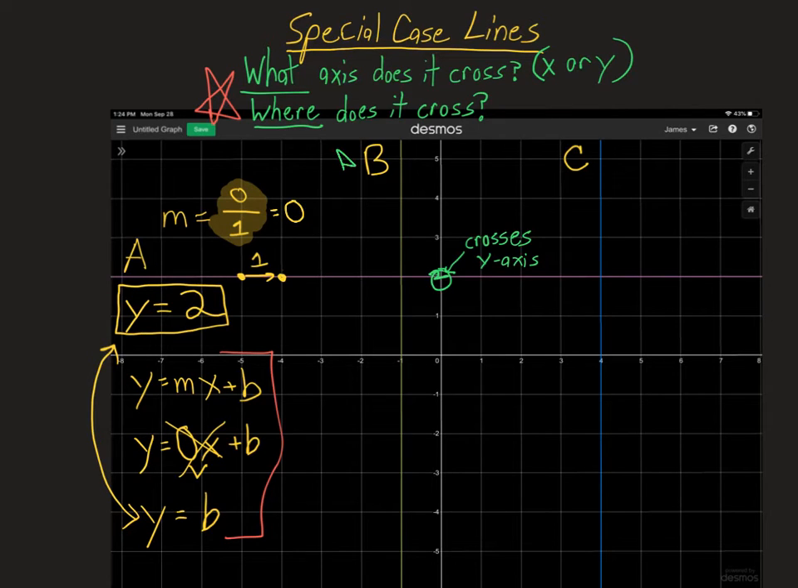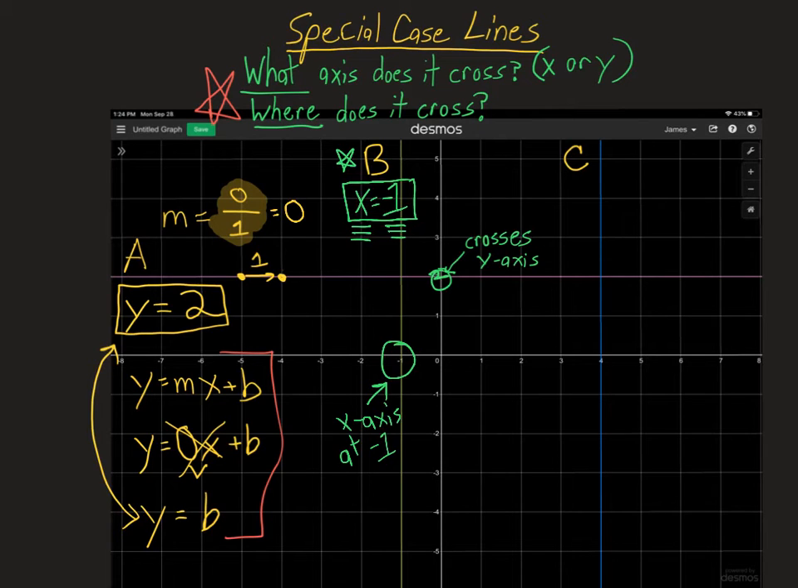So I look at line B, I'm right here now, and my first question, what axis does it cross? Crosses the x-axis. Where does it cross? So we've got the x-axis. And where does it cross? It crosses at -1. So the equation for that line is x equals -1. And that's it. You're done. All we do to write the equation of these special cases is what axis is it crossing and where is it crossing it. That makes your equation.